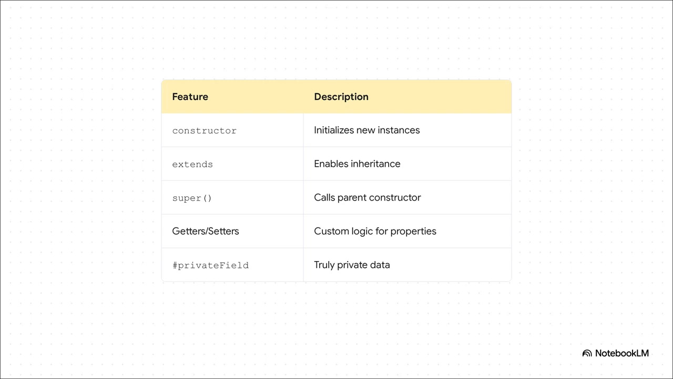So here's a quick recap of the tools in our blueprint-making toolkit. The constructor kicks things off. Extends is our key to inheritance, and super lets us call back to the parent. Getters and setters give us that computed property magic. And of course, the hash prefix gives us that real-deal privacy. These are our fundamental building blocks.